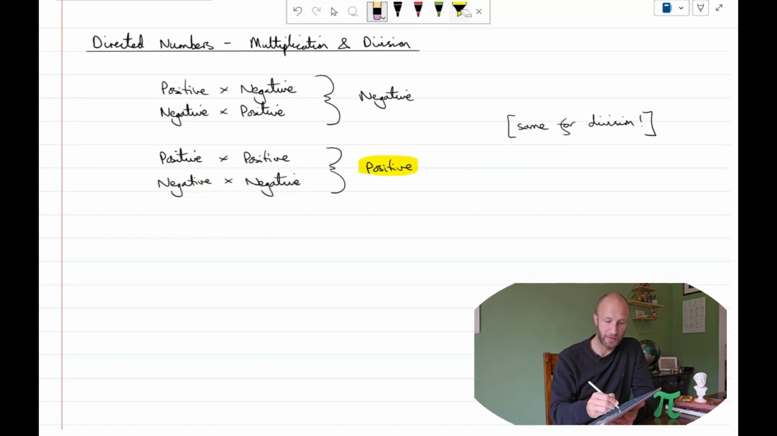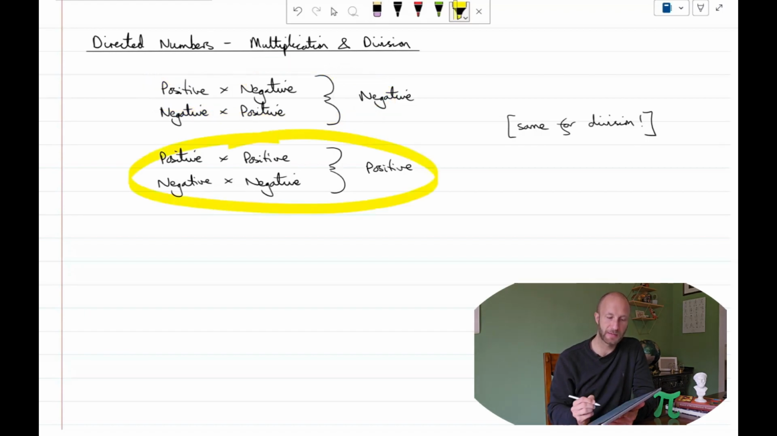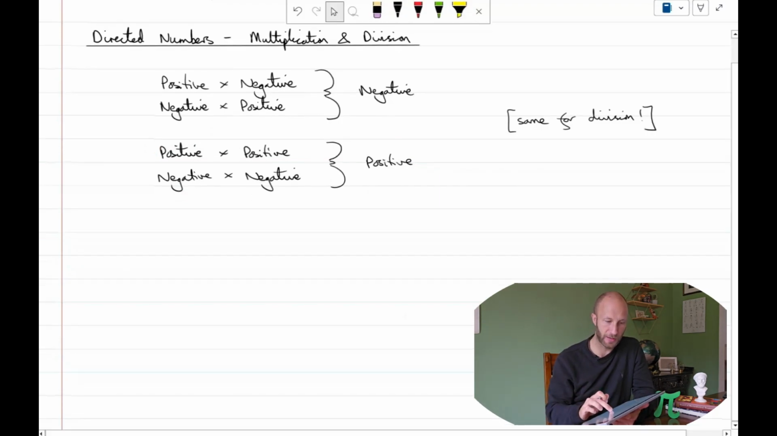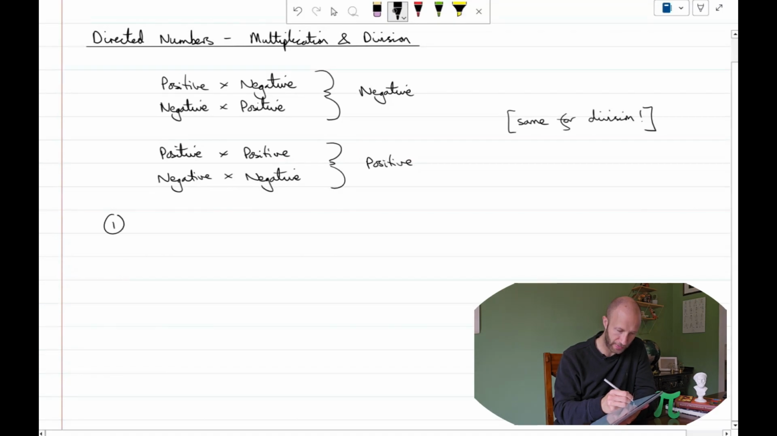If you have an odd number of negative signs, like this at the top, then you get a negative answer. If you have an even number of negative signs, then you will get a positive answer. Again, loads of examples, and that should help you to figure out what's going on. So number one, we're just going to evaluate these.